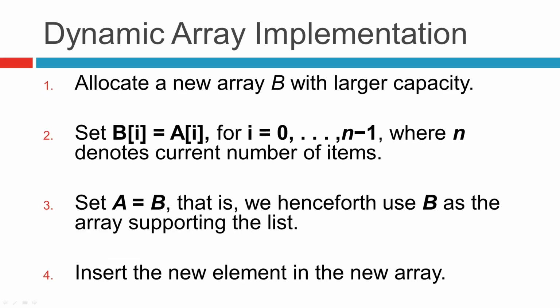So the steps are going to be, first we allocate a new array, let's call it B, with a larger capacity. And then we set the indices, let's say B[i] equal to A[i], for i all the way from 0 to n minus 1, where n denotes the current number of items. And the reason we are using n minus 1 is because the index starts at 0. And then what we're going to do is set A equal to B, and henceforth we're going to use B as the array supporting the list. And then finally we're going to insert that new element n into the new array. So let's go ahead and see an illustration of this process so it's a little more clear.